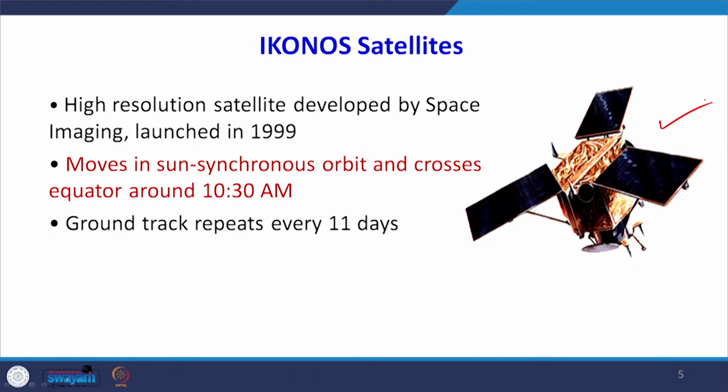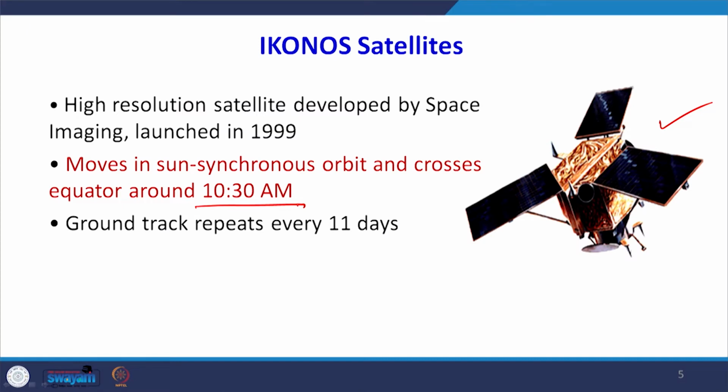This was a satellite developed by a company called Space Imaging, and it was launched in the year 1999. This is again a polar, sun-synchronous satellite, but it is launched at a slightly lower altitude. It was covering the equator in the morning time, imaging that particular area, and the ground track repeats every 11 days. So, every 11 days, on the 12th day, we get the repeat image of the area.